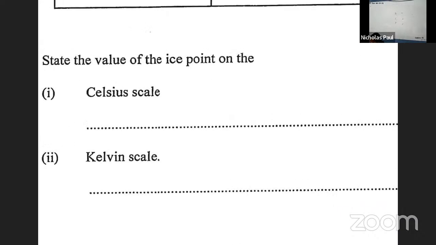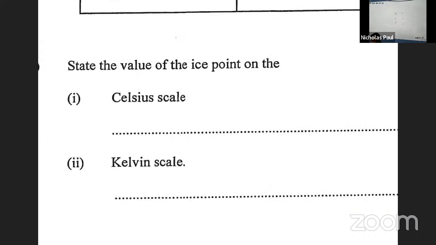Give the value of the ice point on the Celsius scale. Ice point is what? Celsius scale just means in degrees Celsius. And Kelvin? Minus 270. Are you okay with that?